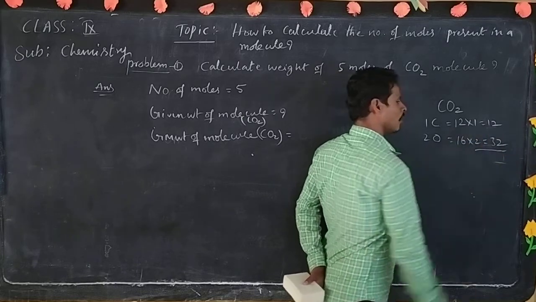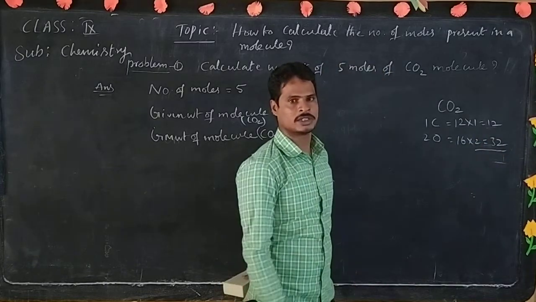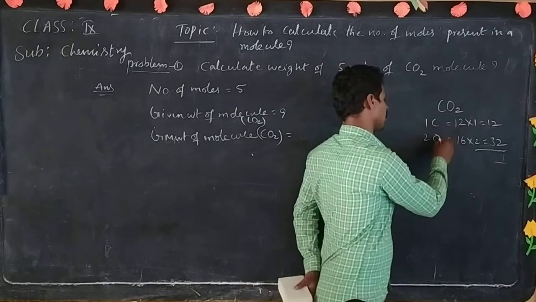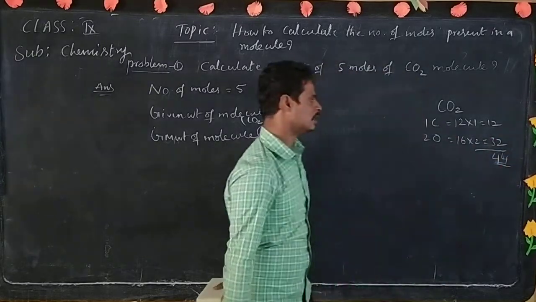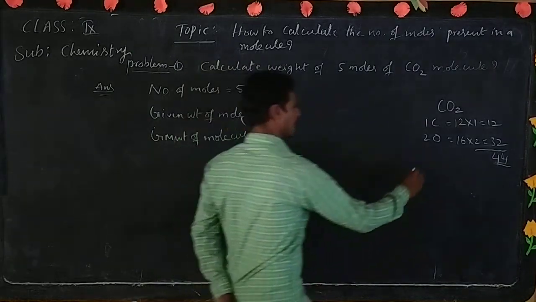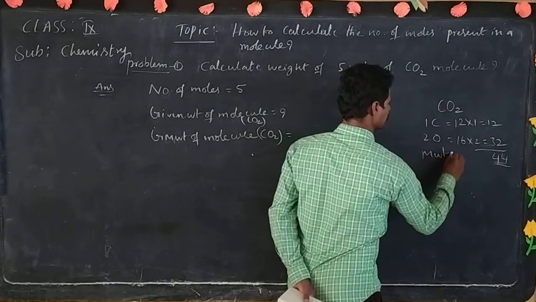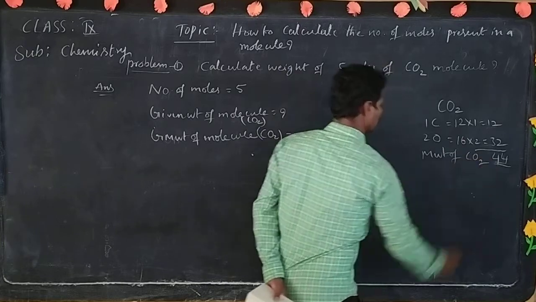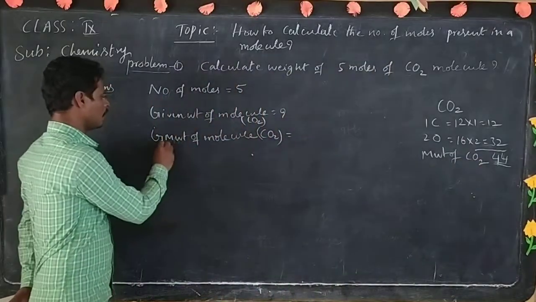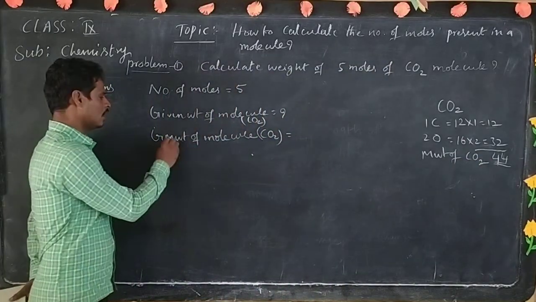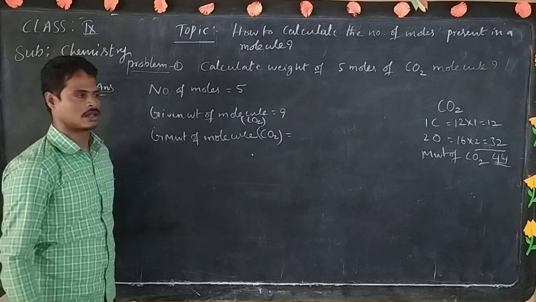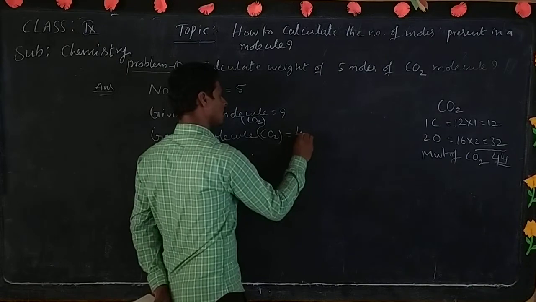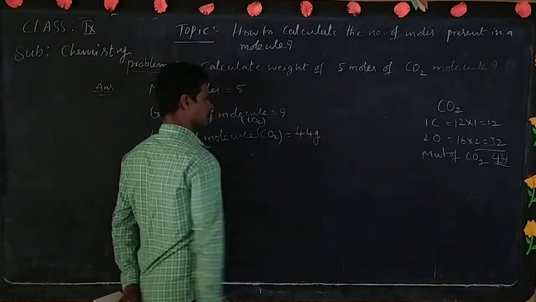What is the molecular weight? Sum of all elements' atomic weights. So we sum this up, we get the value 44. That is the molecular weight of CO2. But what is the gram molecular weight? Molecular weight expressed as grams is called gram molecular weight. That's why we should write 44 grams.